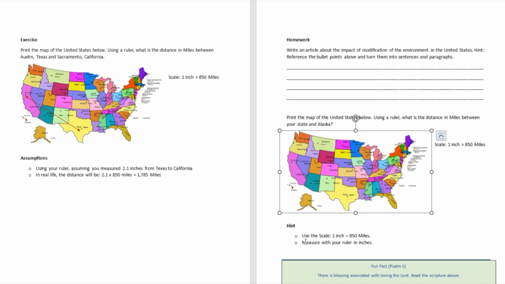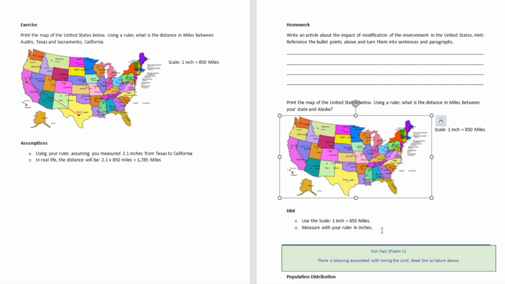Alaska is going to be somewhere here. So if you're located in Texas, you're going to draw a line from Alaska to Texas, measure that in inches, and then multiply that by 850 miles. If you live in California, draw a line from Alaska to California, measure that in inches, and multiply that by 850 miles.